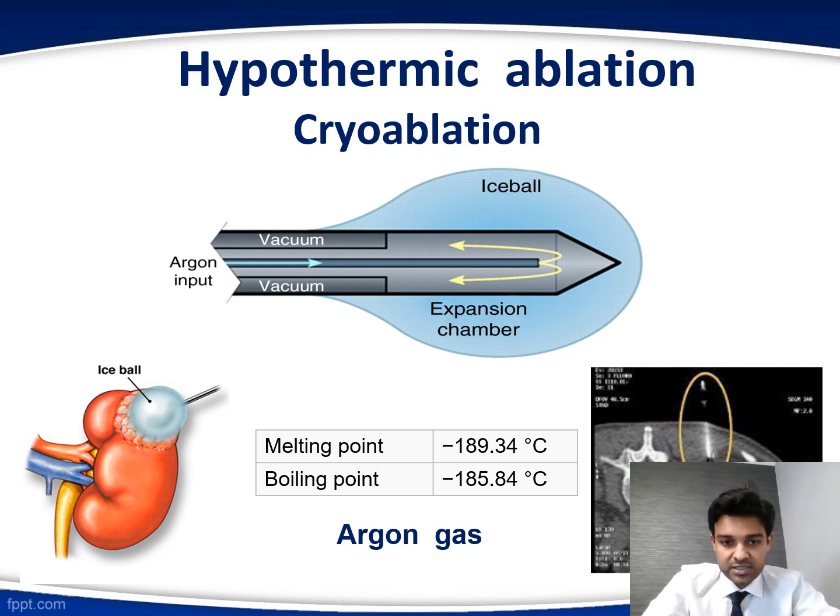Let's take for instance here, this is the cryoprobe, where there's a vacuum on either side and it's hollow in the center, through which argon gas, that is a coolant, is supplied inside. It's a very simple procedure: as the coolant goes inside, it reduces the temperature of the surrounding tissue gradually. As it reduces the temperature, it forms an ice ball around the tissue, and this ice ball is what causes the direct and indirect cell damage.